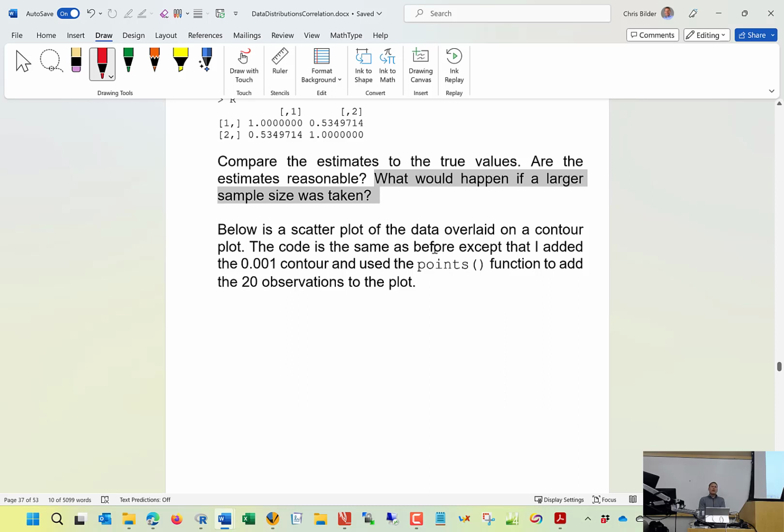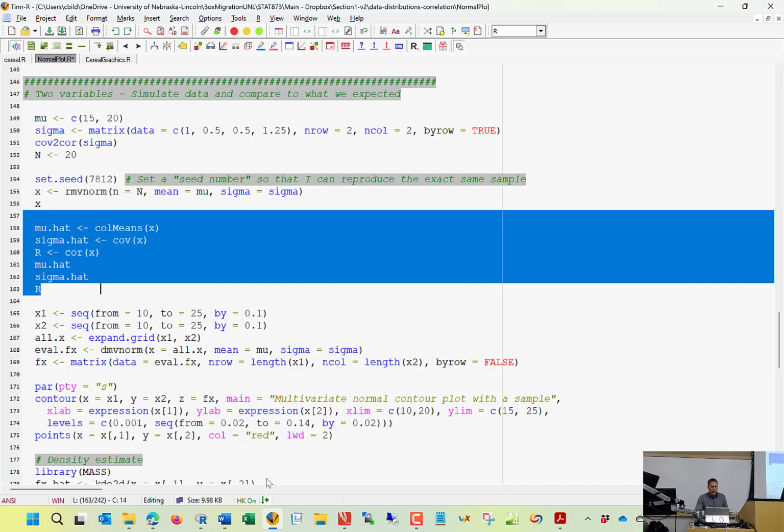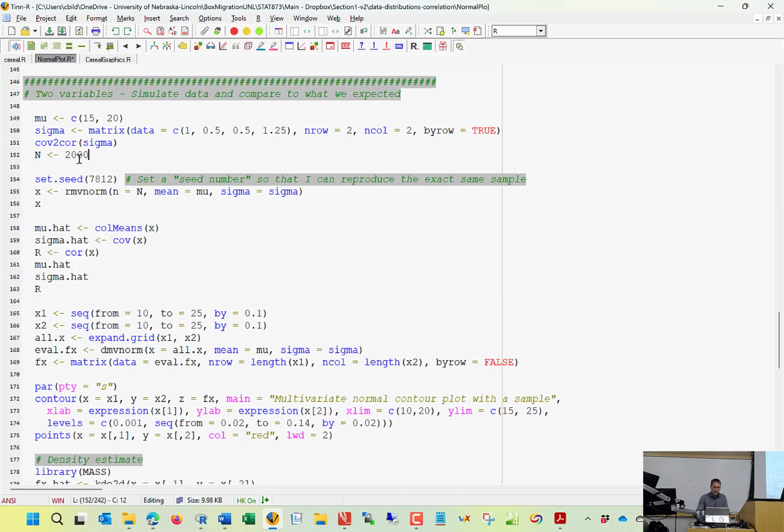What would you expect to happen to these estimates if I were to increase my sample size? Anybody know? What would you expect? Closer. Yeah, thank you. They're going to get closer. And in fact, you can do that on your own. Suppose I took a sample of 2,000 instead.